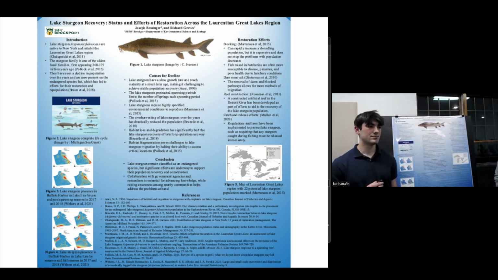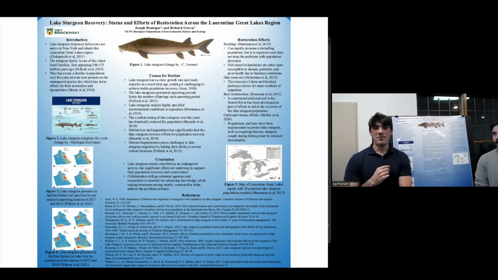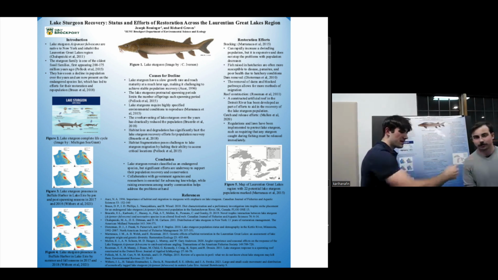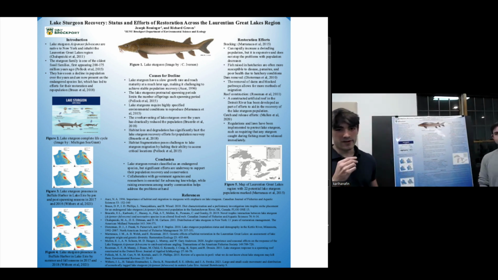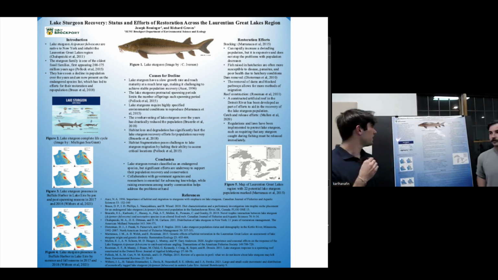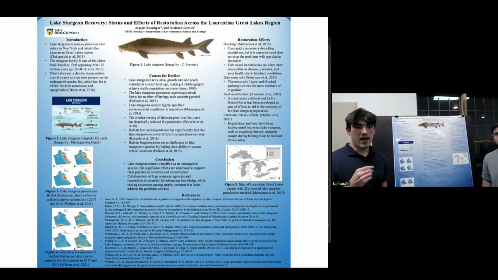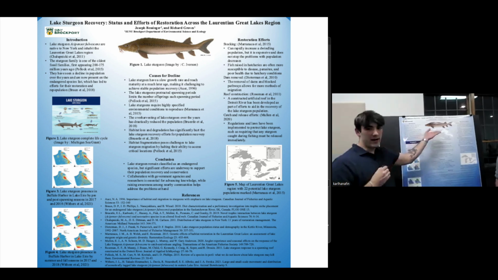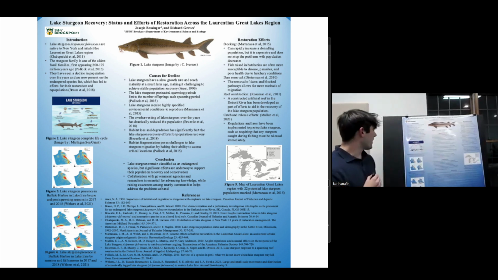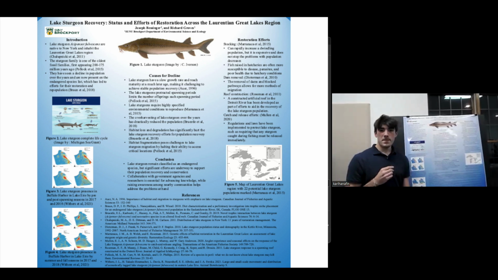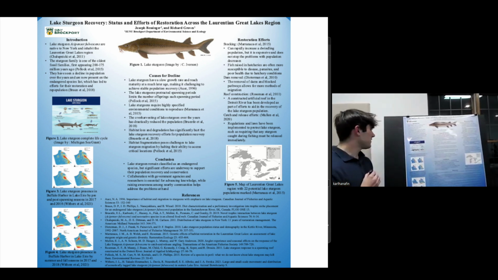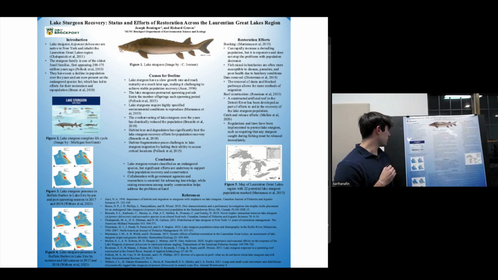Thanks, Steve. Hi, my name is Joey. My name is Rich. Today we are presenting our poster on lake sturgeon, specifically the status and efforts of restoration across the Great Lakes. This is a lake sturgeon, if you've never seen one before. They are native to the Great Lakes region and are a very important fossil species, being around for 200 to 135 million years. But in recent times, they've seen a decline in population and are now on the endangered species list.